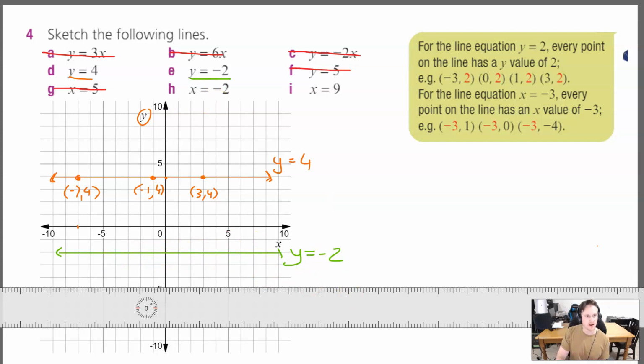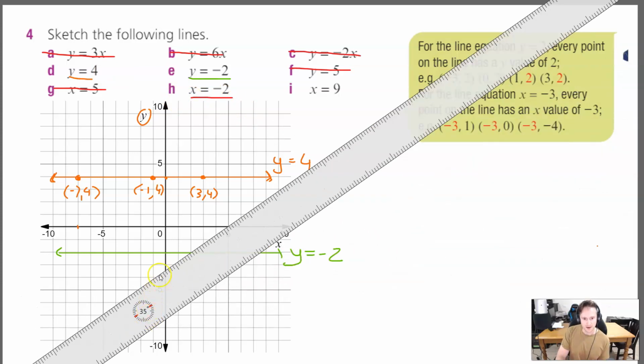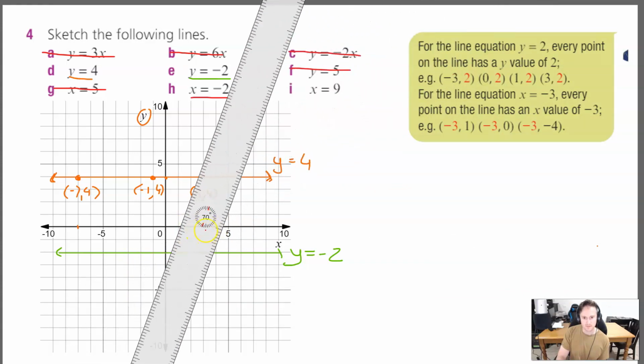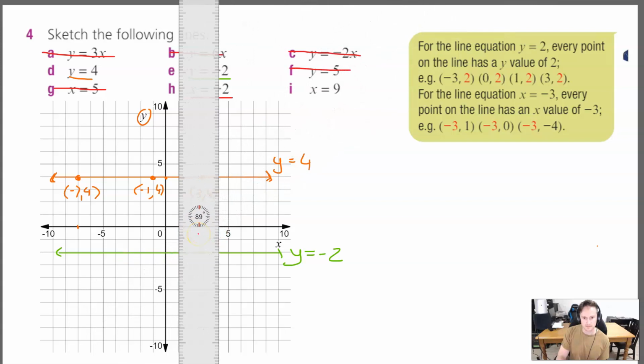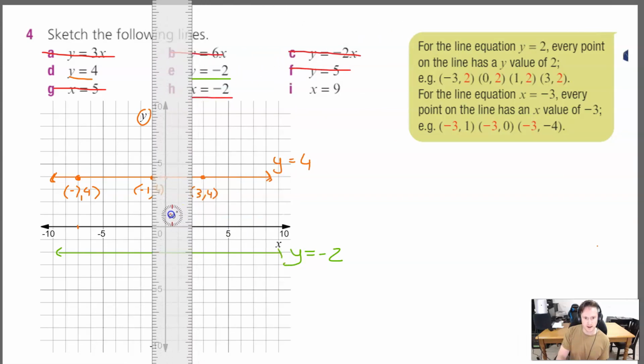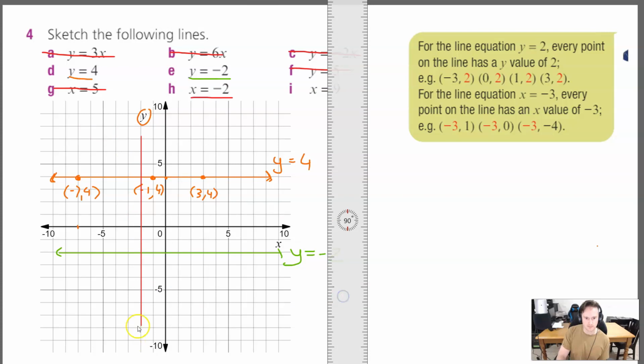So now that we've done that, let's look at the x-axis. So x is -2. You'd be going the other way. On your x-coordinate, you'd be going to -1, -2, and you'd be drawing your line just like this. So that would be x is -2.